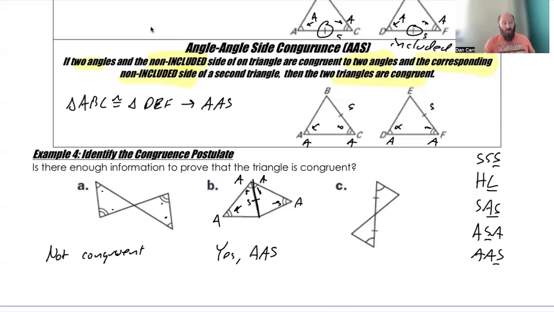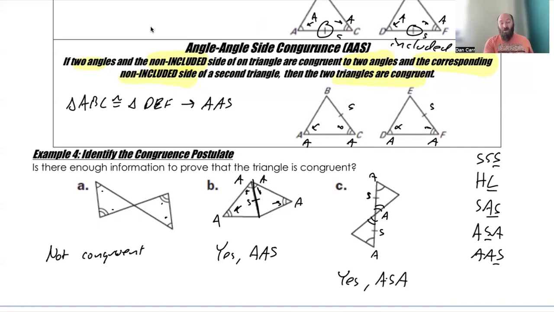Next one, again, it's not an assumption. We know for a fact that vertical angles are congruent to each other. So I have a pair of angles here and a pair of angles here in the middle. Then I got my sides that are included. So this one is also a yes due to angle, side, angle.